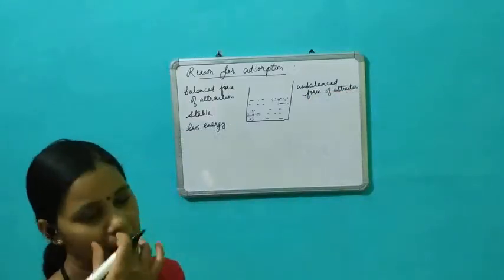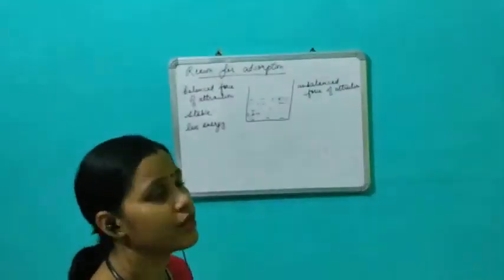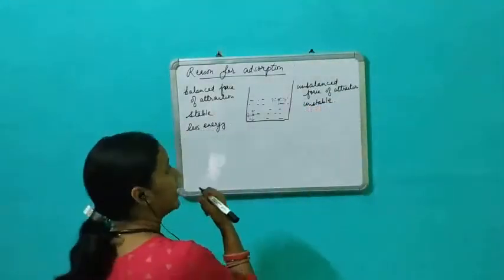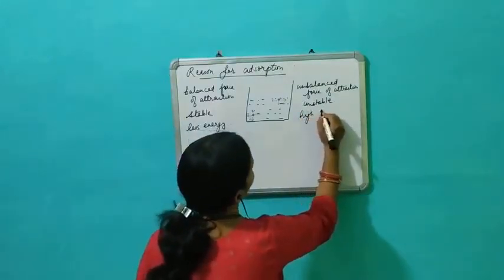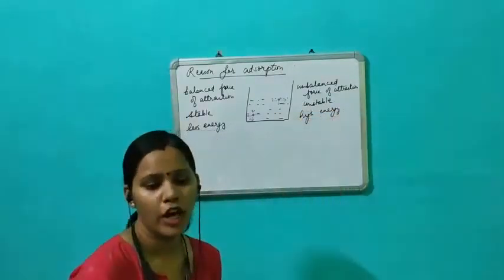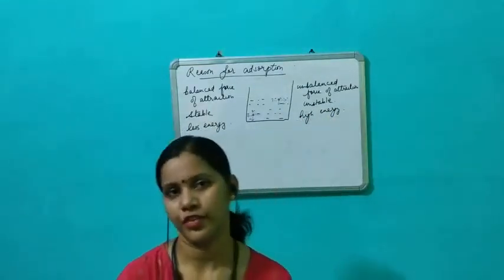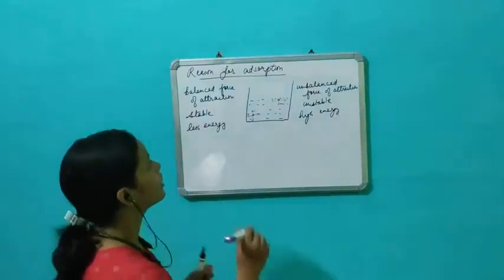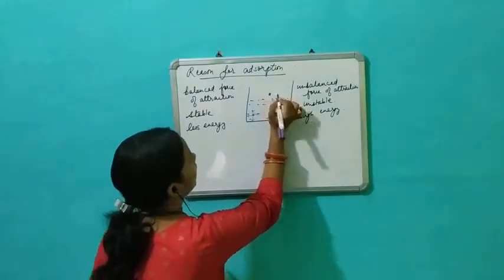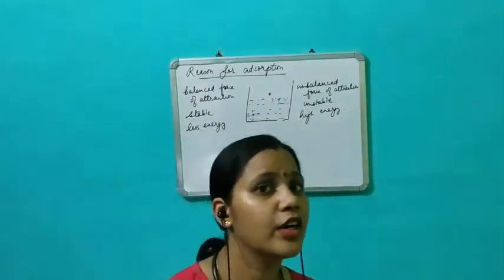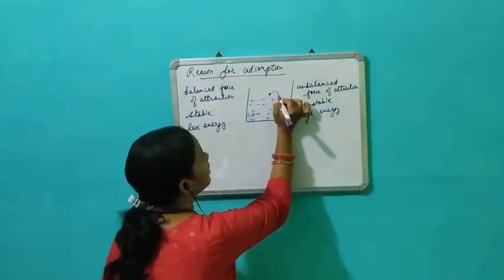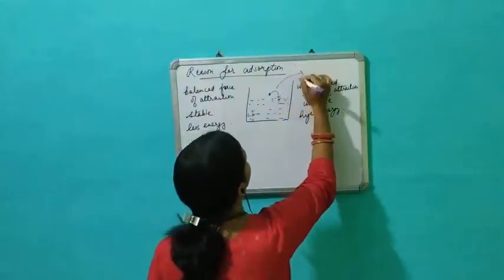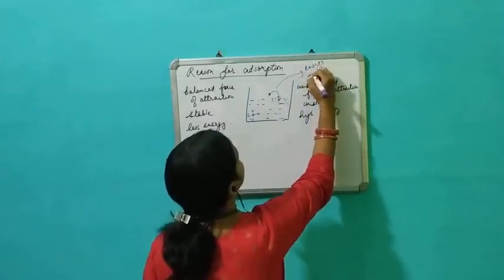If the forces of attraction are not balanced, then it is going to be unstable. And if it is unstable, then definitely it will have high energy. Therefore, in order to balance the force of attraction, suppose any species comes in contact with the surface molecule, what will happen? There will be a force of attraction. It will try to absorb it, and whenever there is a force of attraction, energy is released.